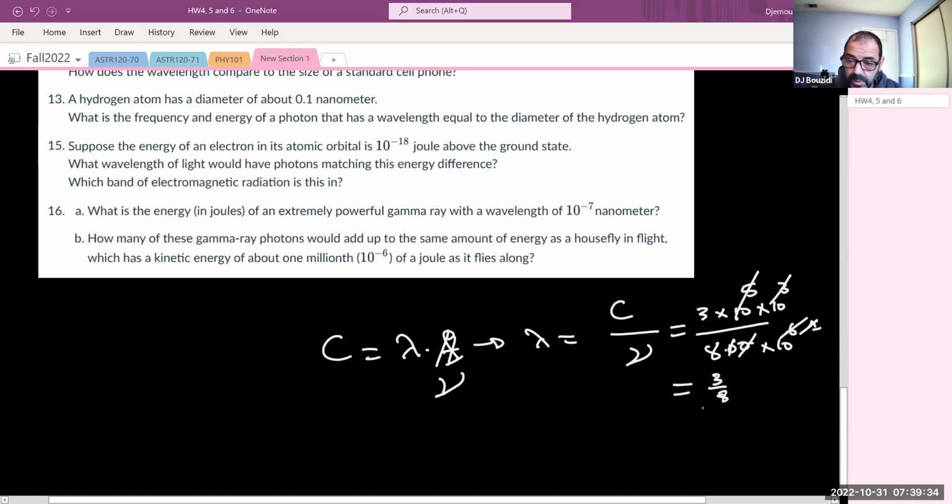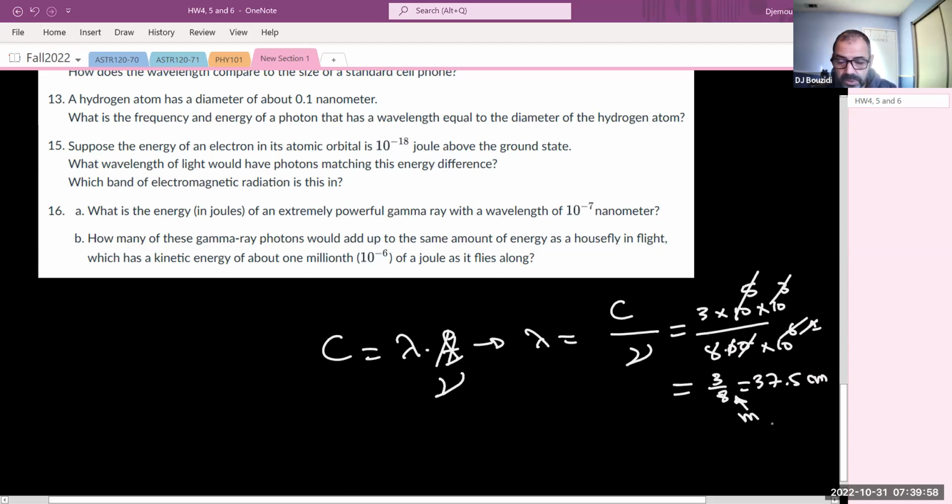3/8 of a meter. That's a long thing. So how many centimeters is that? I have to multiply by 100, and that's going to give me 37.5 centimeters. That's a long way. So it's 37.5 centimeters. So again, the answer is in meters. All I did is convert it to centimeters in here.